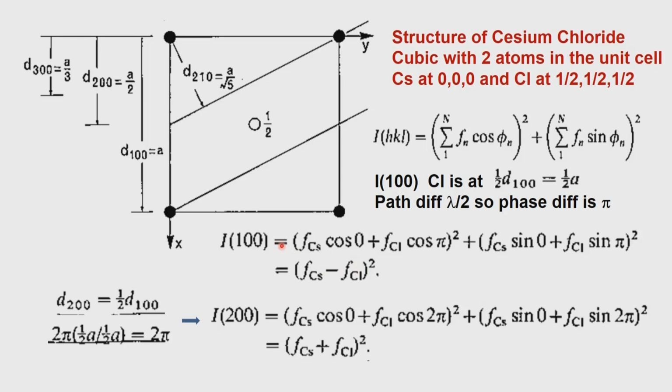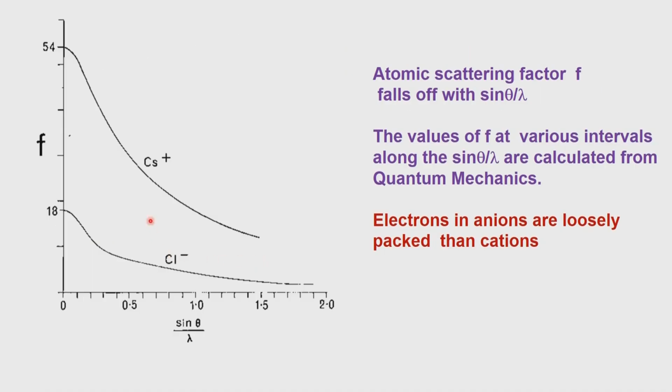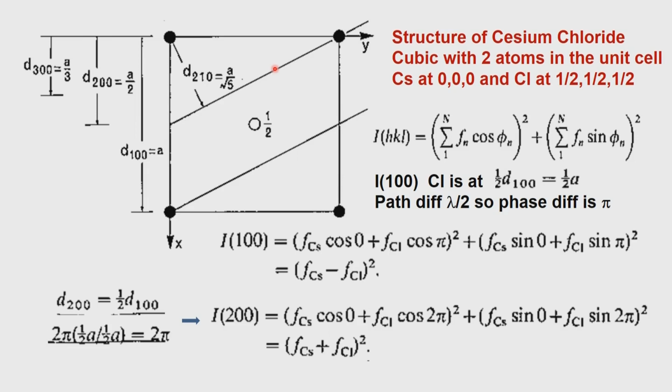We have to find out where this I 100 will come. See, I 100 is not going to come at the scattering angle theta equals 0, it will come at a certain theta value. One can calculate where that theta value can come, and that particular value of f should be taken from this curve. So, it is not going to be 54 and 18 contribution, it is going to be something different, and that something different will come from the value of sin theta by lambda. We will see how it comes up.